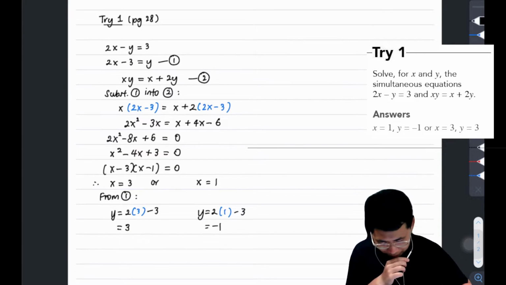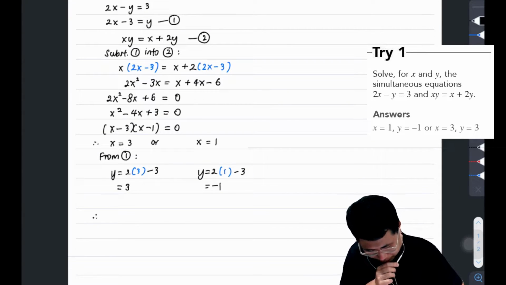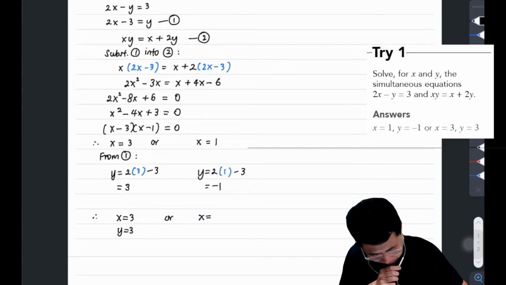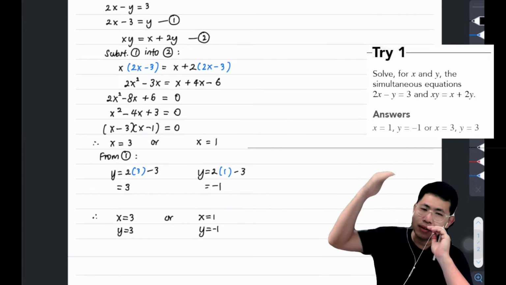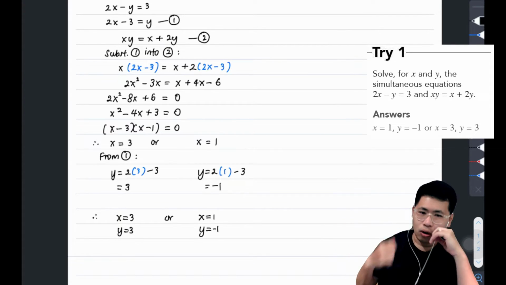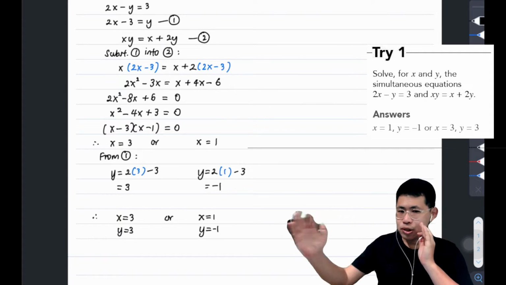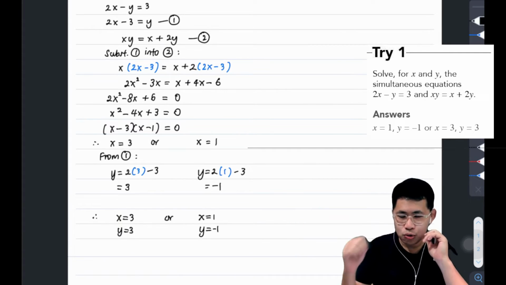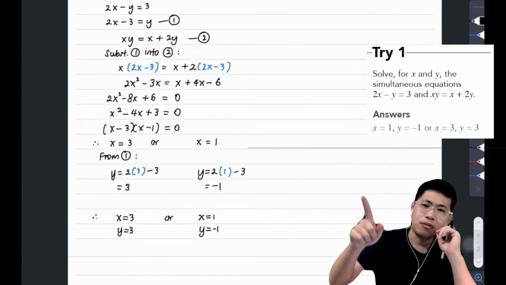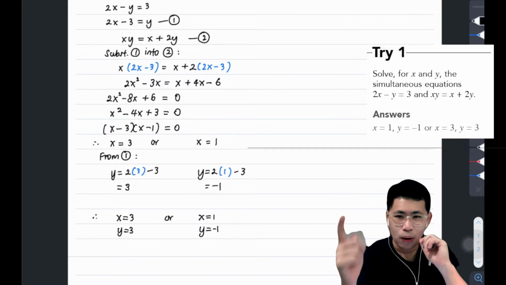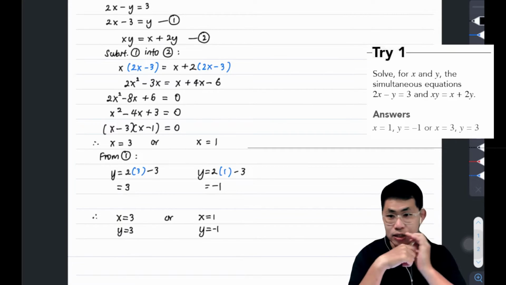So my final answer, because I have my solution, would be x equals 3, y equals 3, or x equals 1, y equals negative 1. You can list them vertically, or you can list them horizontally, also can. So you can see, x is 3, y is 3, the point 3, 3 is one of our intersection points. The point 1, negative 1 will be our second intersection point.